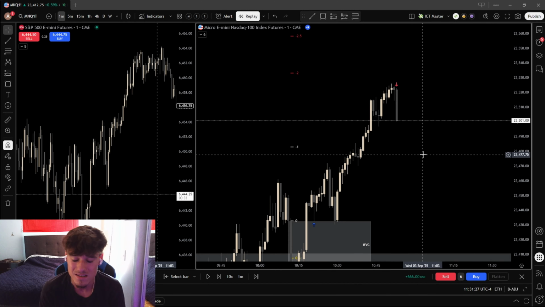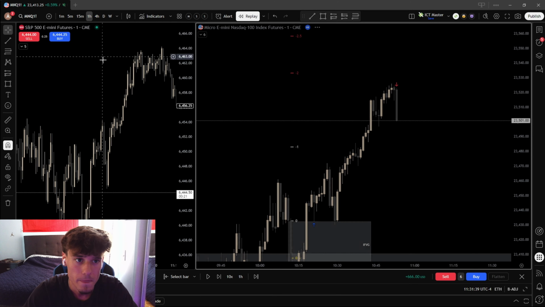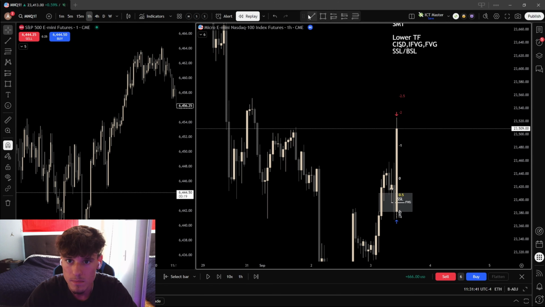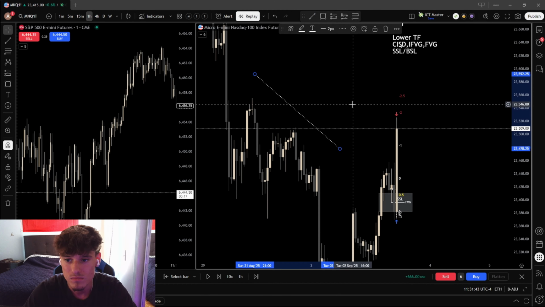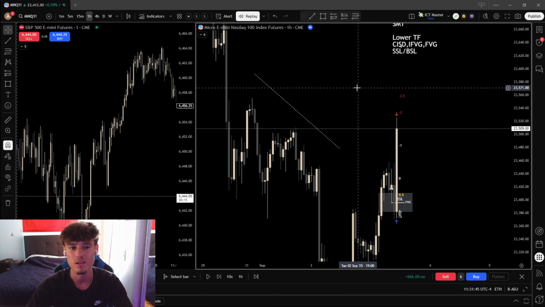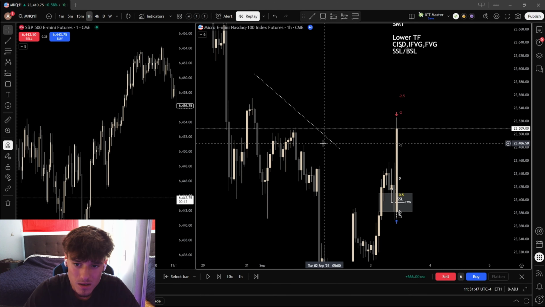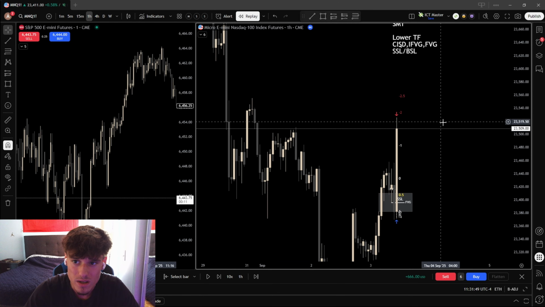Yeah, that kind of sucks, but I do think throughout the day, if you are still in this trade, it is going to come back to that -2 for sure, because that is the overall draw on liquidity, which is bullish, and we do have a lot of generated buy side right up here. So no doubt we're going up for the rest of the day. But yeah, that was a very nice trade.